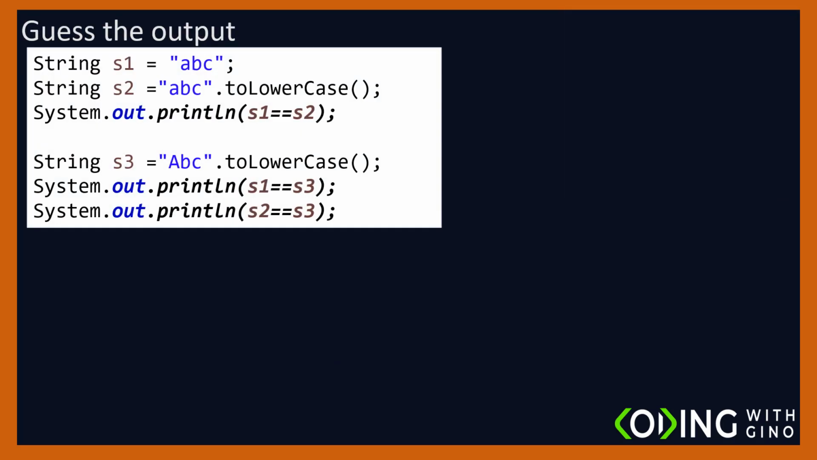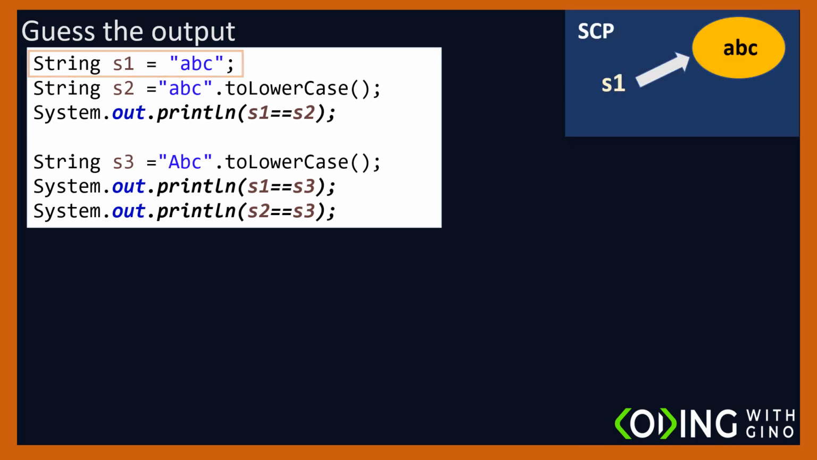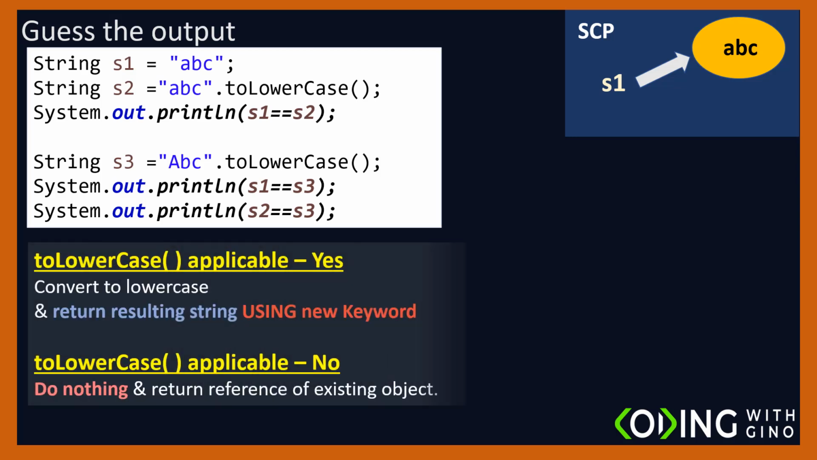What about this? S1 is in SCP pool. Then, toLowerCase is called on the string literal "ABC". What we studied in the last question is applicable to all string methods that return a string. So, the same rule applies to the toLowerCase function. If applicable, Java converts the string to lowercase and returns the result using new keyword. But if there is no alphabet in uppercase, then toLowerCase does nothing. It returns reference of existing object.